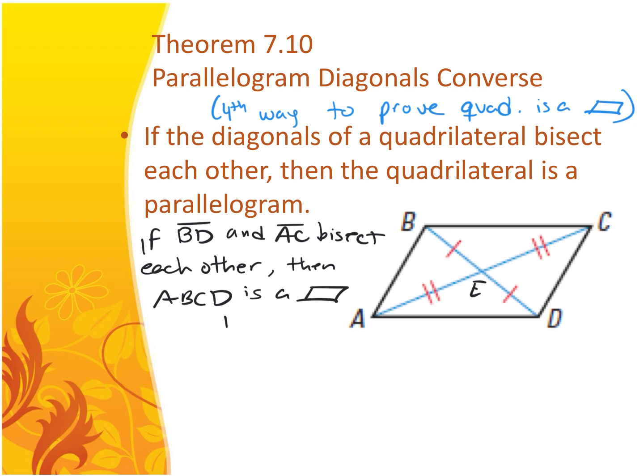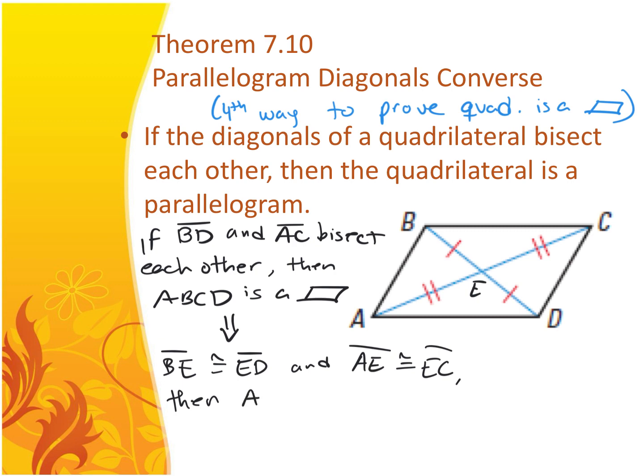They can also tell you that BE is congruent to ED and AE is congruent to EC. And if they tell you that, then we can say that ABCD is a parallelogram.